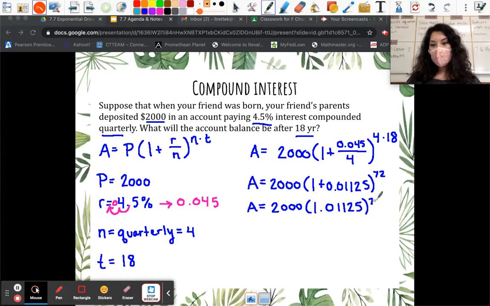And now I will use my calculator. I have to take care of this exponent first, which tells me, do this power and then multiply with 2,000 last. So 1.01125 to the power 72 is going to give me a non-terminating decimal. So again, I'm not going to clear that. I'm going to leave that on my screen. And I'm just going to write a few decimals on my paper.